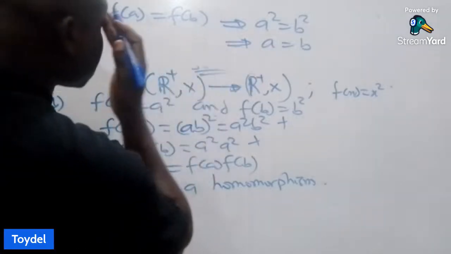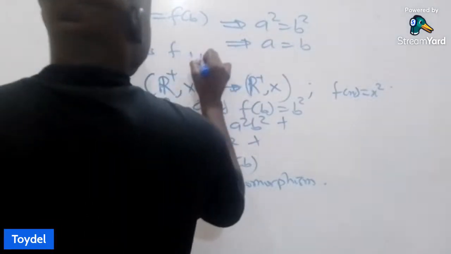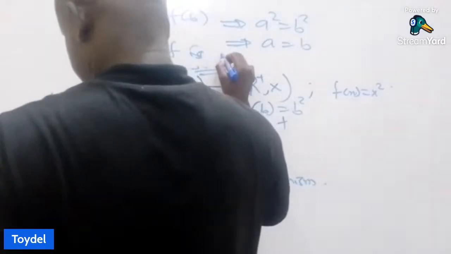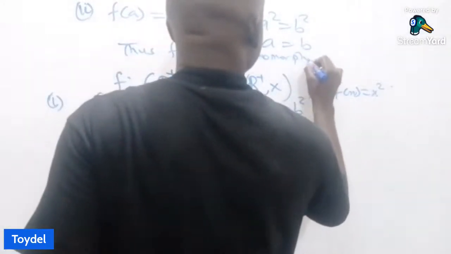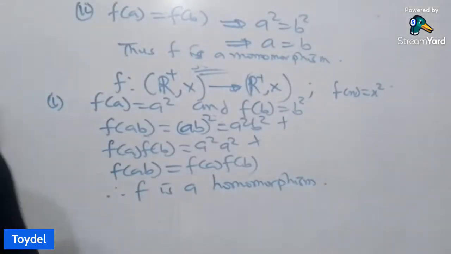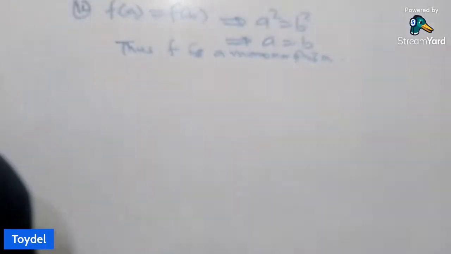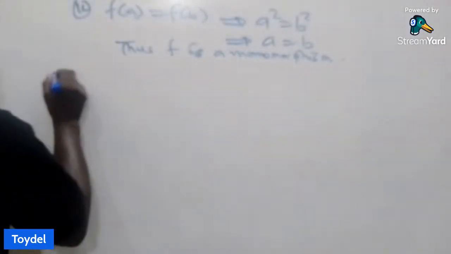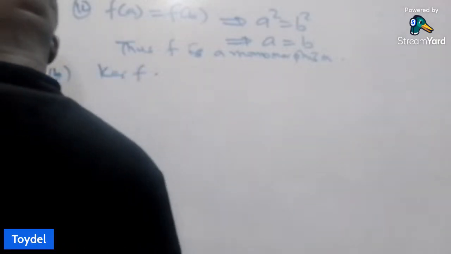So it's got to a is equal to b, and that's the condition for one-to-one. We now say thus f is a monomorphism. We have been able to show that f is a monomorphism. Then the last thing, the second question, is that we should find the kernel of f.